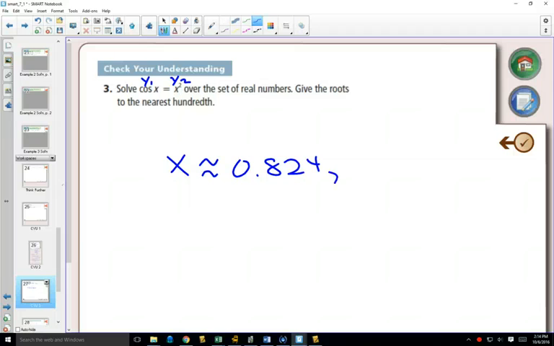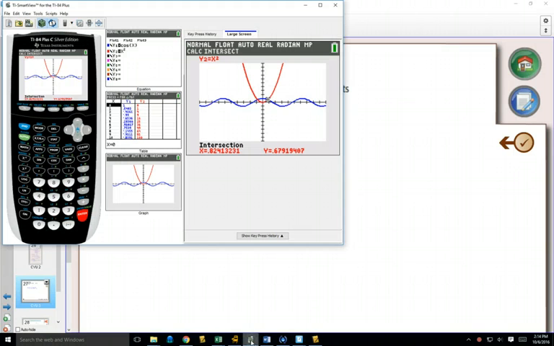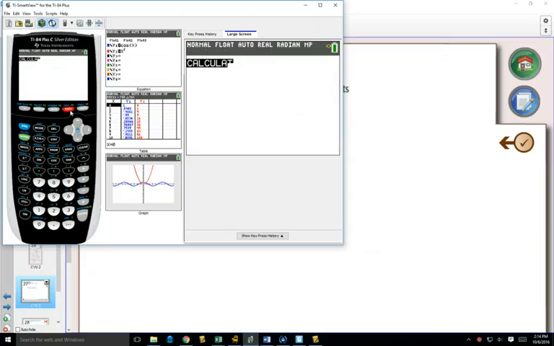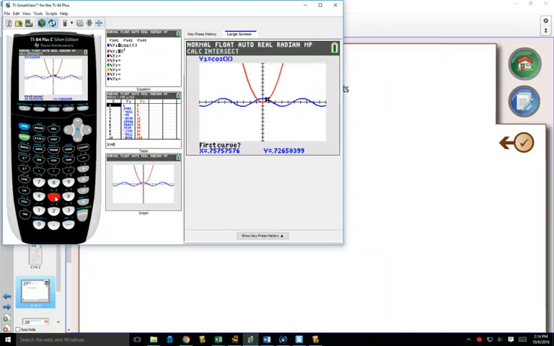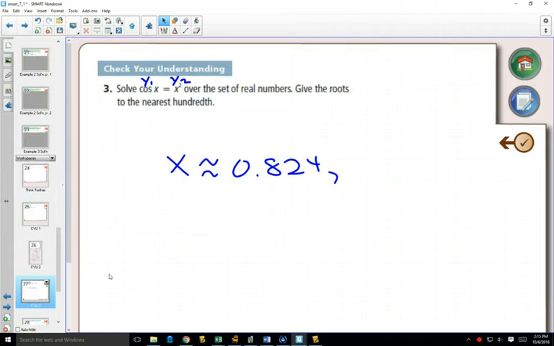If we want to find our other one, we go back to our calculator, go second, calculate, number 5, the intersect, and now we need to make sure that we're closer to that other one. Push enter 3 times, and we get negative 0.824, which makes sense because of how things are symmetrical. This is example 3 on page 576, the one off to the side. And that's all you need to do to solve it.